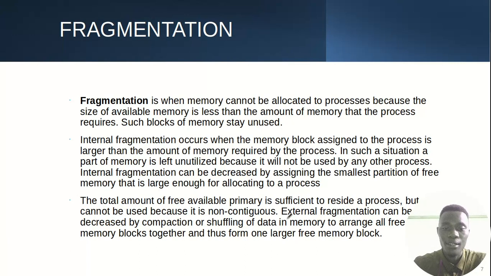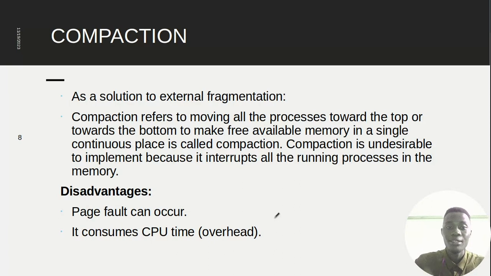So external fragmentation can be curbed or decreased by using compaction or shuffling data in memory to arrange all free memory blocks together, and then have one larger free memory block that is usable instead of the other one, which was not contiguous and was not to be used. So compaction is a solution to that external fragmentation, and there it moves all of the processes towards the top or towards the bottom, so that it does what they call shuffling. Compaction is the same as shuffling, so it moves them on top or on the bottom so that they can decide how to fill that block or chunk. So we have disadvantages of this. It can cause interrupts, and also page faults can occur. It also consumes CPU time.